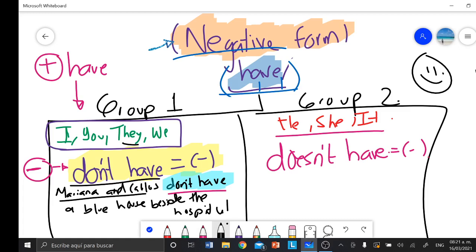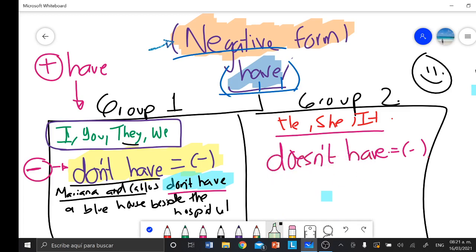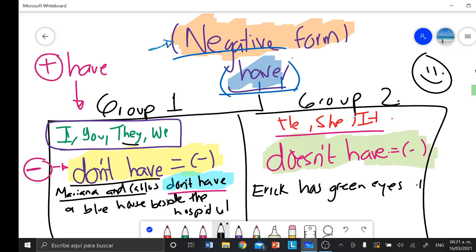Okay? Now the other one, in this case, on the other side, we will have pretty much the other subjects, which are he, she, and it. If we want to say he, she, and it has, but in negative form, we need to use don't have. So, an example over here, we can just say, I don't know, Eric has green eyes. This one is obviously affirmative.